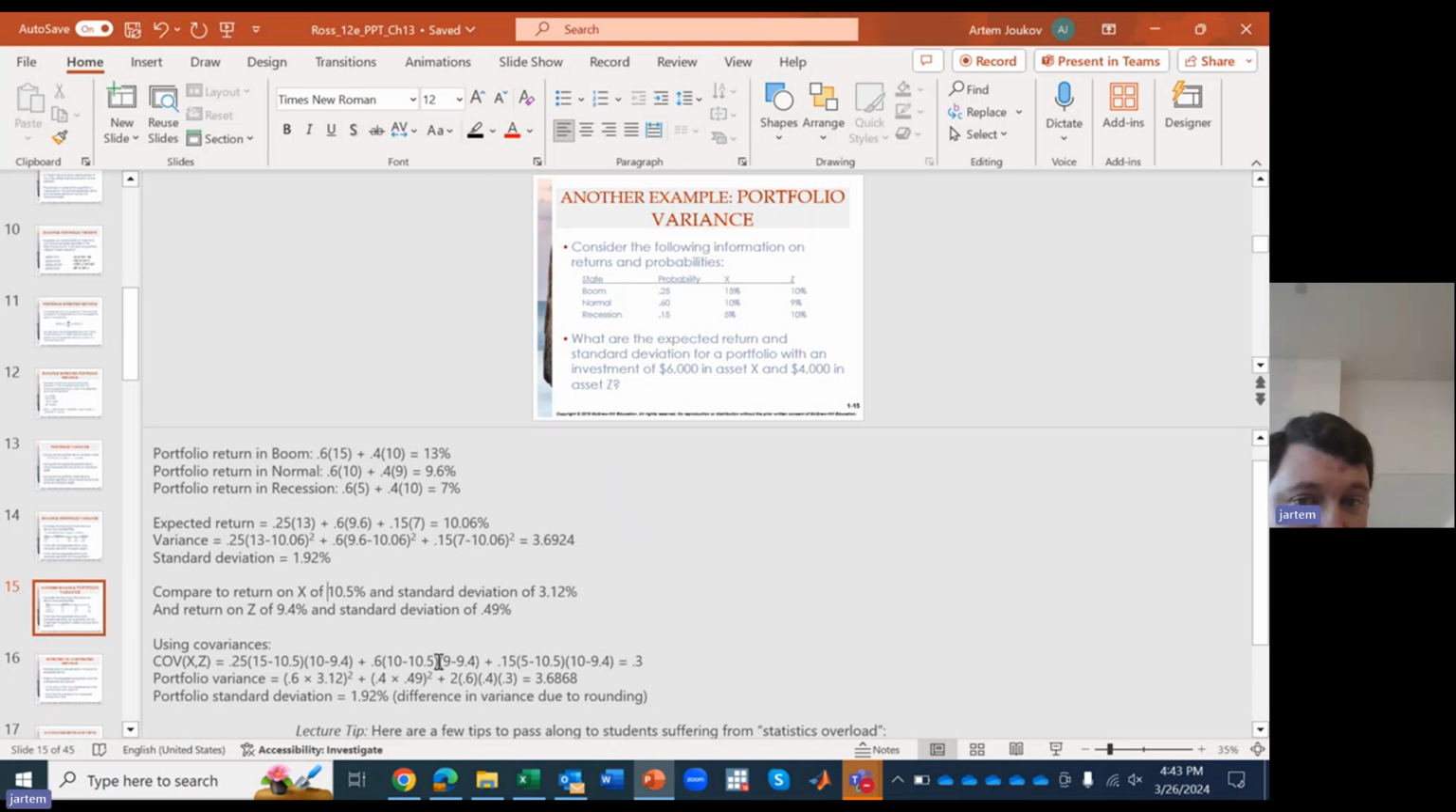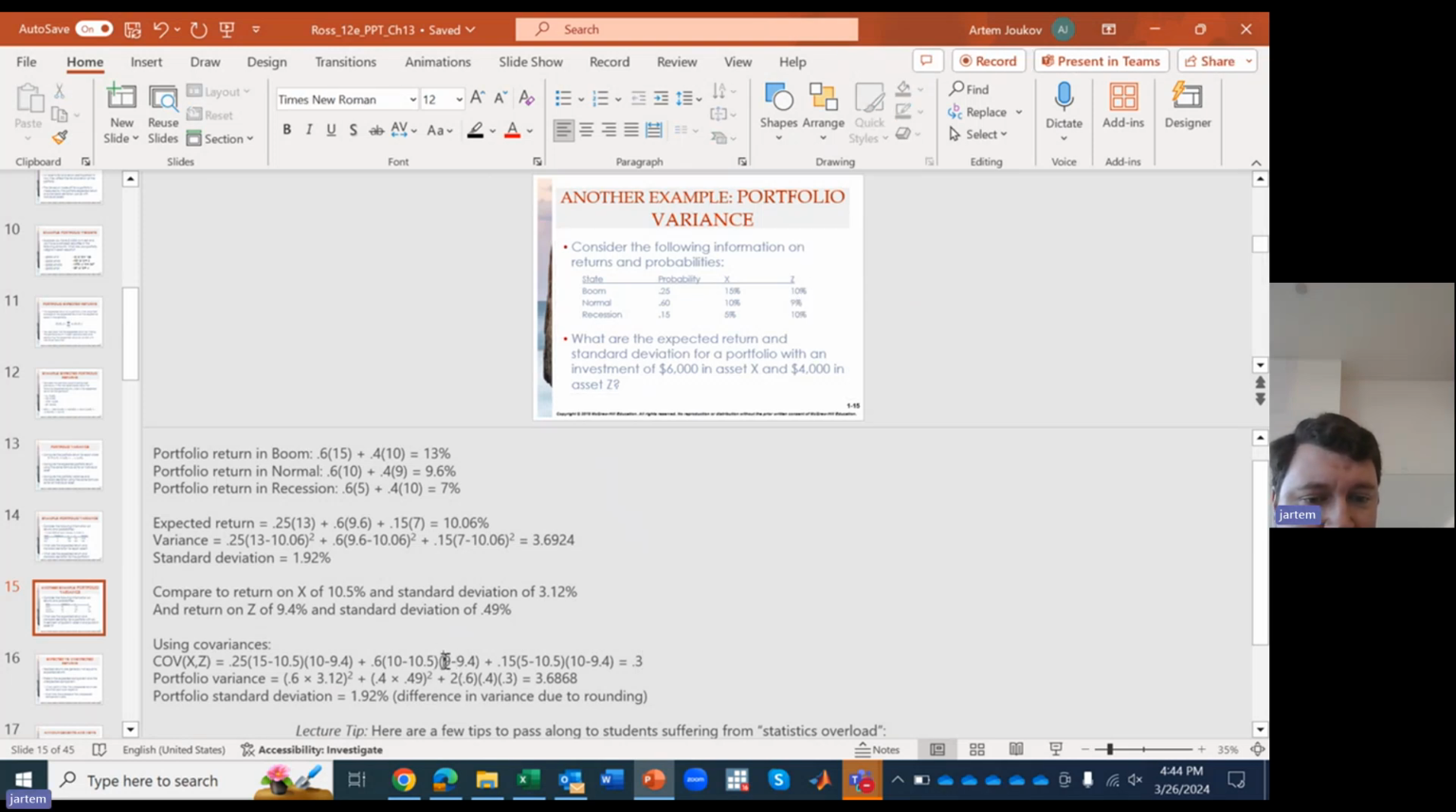10 minus 10.5. Again, where did the 10 come from? It came from the slide. 10.5 came from here. Then you got 9 minus 9.4. Okay, and so you can do all of this across the board, and then you would have a covariance of 0.3. All right. By the way, you guys are like, where's the 9? The 9 is right here.